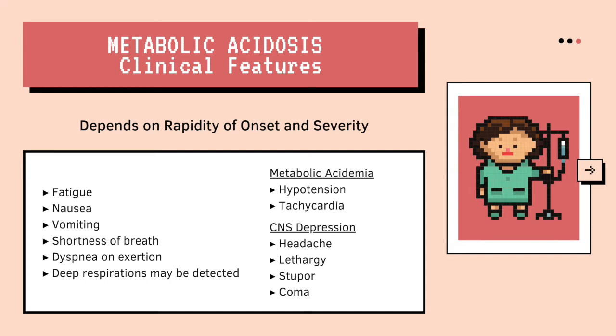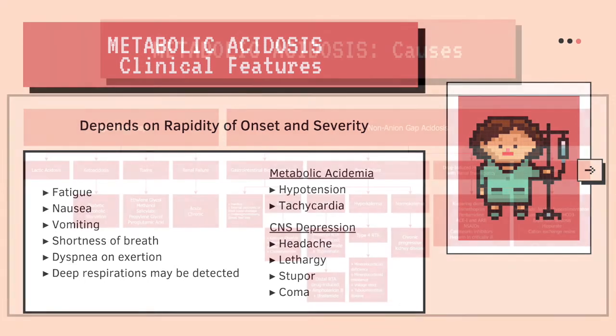Common complaints include fatigue, nausea, vomiting, shortness of breath, dyspnea on exertion. Deep respirations may also be detected. Since metabolic acidemia is associated with vasodilation, hypotension and tachycardia may also be noted. Lastly, depressed CNS function presents as headache, lethargy, stupor, and sometimes leads to coma.